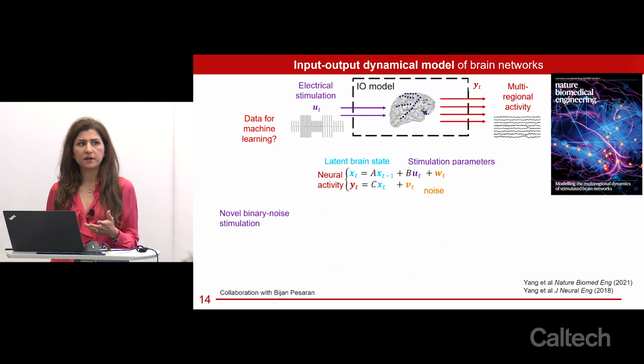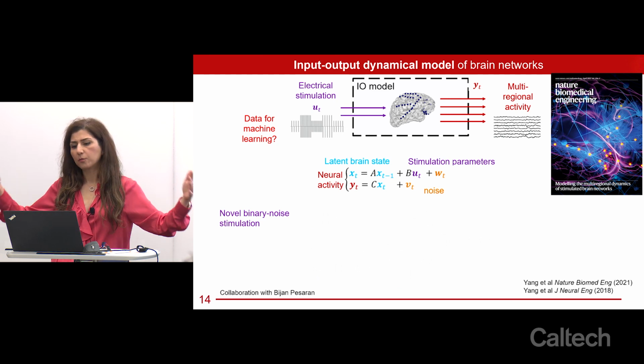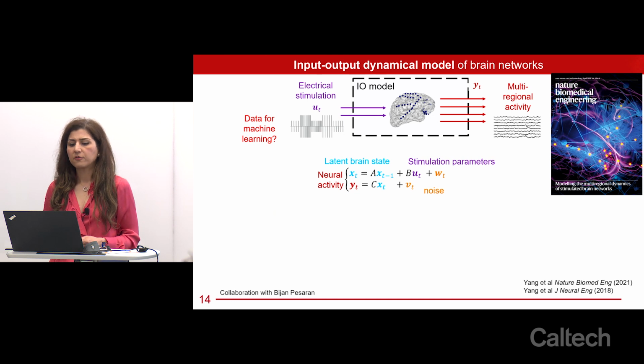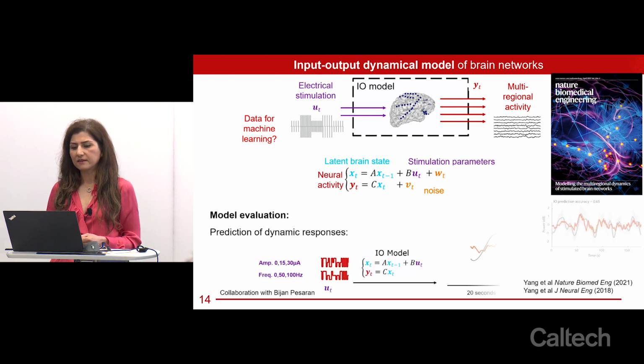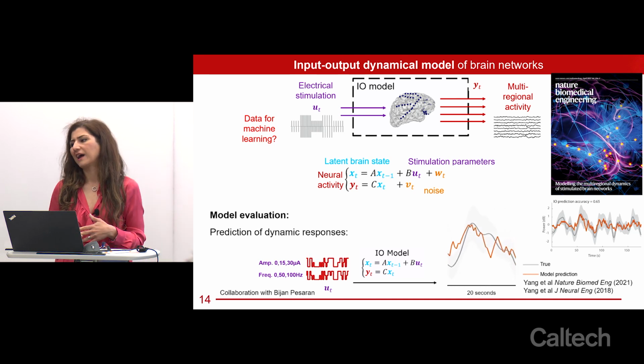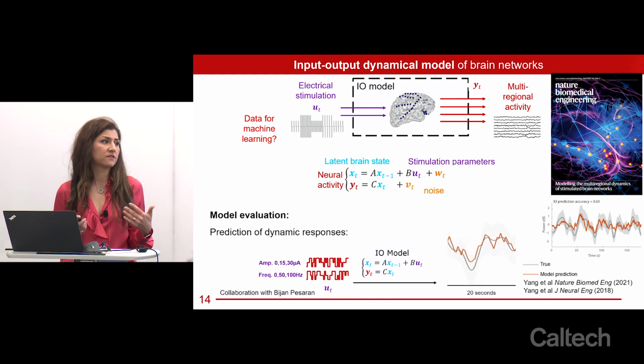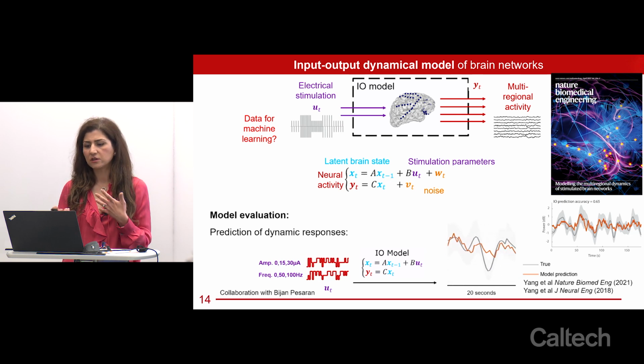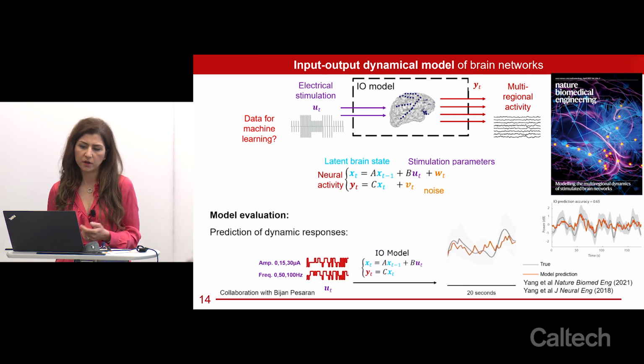We applied our binary noise to one brain region, then recorded LFP across multiple brain regions, fitted our models, and we found that indeed our models could predict in a feed-forward manner how neural activity changes in response to a time-varying stimulation, thus achieving this input-output modeling.